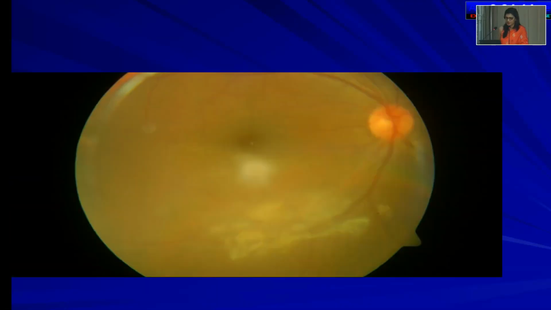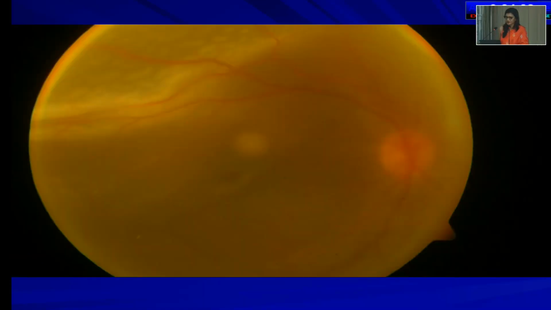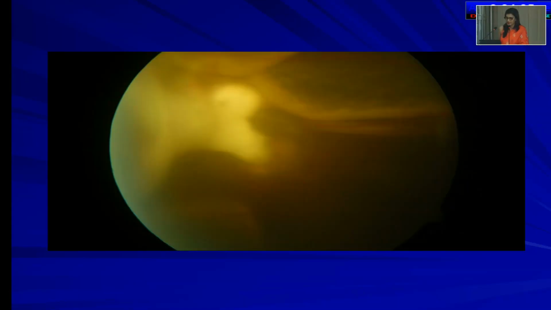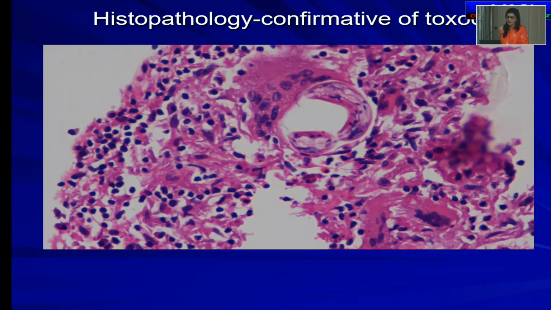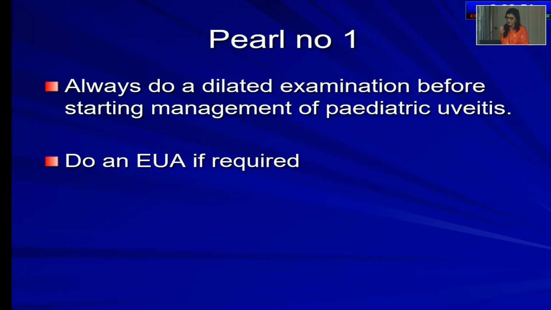Post-operatively, fundus examination showed a granuloma in the periphery with some traction bands. He also had some retinal detachment later after the cataract surgery, and therefore vitrectomy was performed and a small biopsy of the granuloma was taken for tissue diagnosis and the detachment was settled. The histopathology was confirmative of toxocara. So my first pearl for you is that in a pediatric uveitis, never think that it is just an anterior uveitis. Do a dilated examination before you start the management. If you are not able to dilate and see in the OPD, see that you plan an examination under anesthesia.